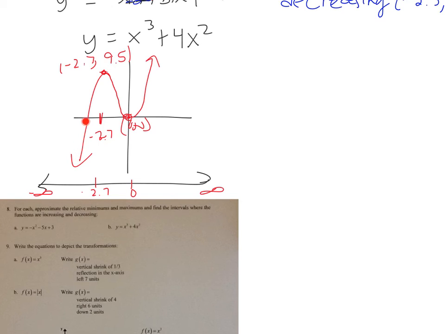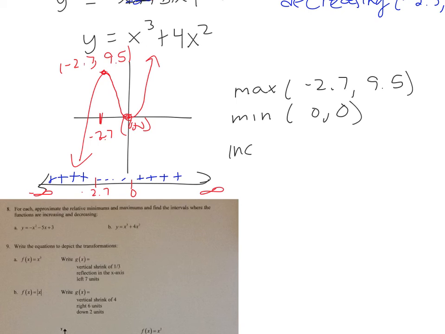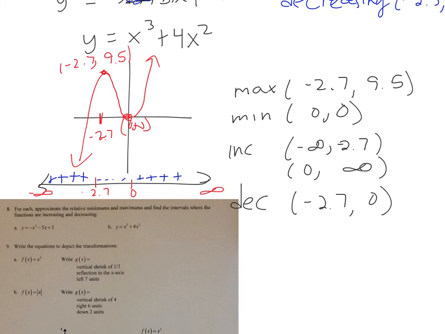Okay, so coming from negative infinity to my max, I'm increasing. And then from my max to my min, I'm decreasing. And then from my min to infinity, I am going back to increasing. Okay, so let's just write down our information. So I have a max at negative 2.7, comma 9.5, and a min at 0, 0. It's increasing from negative infinity to negative 2.7, and it's also increasing from 0 to infinity, and it's decreasing from negative 2.7 to 0. Okay, so we have one more to do.